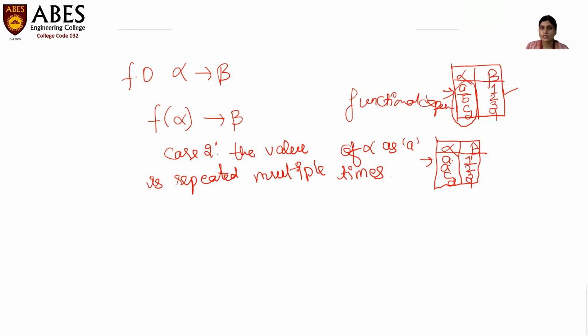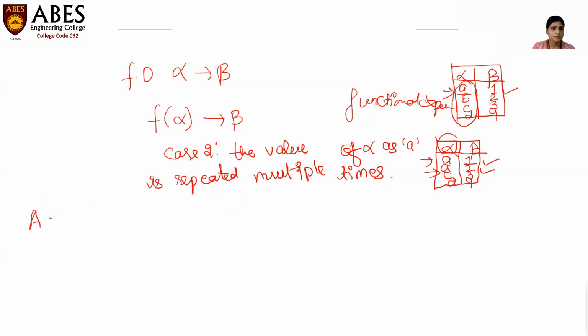For this row or tuple, the value of alpha is A and correspondingly the value of beta is 1. But if we see this row, when the value of alpha is A, the value of beta gets changed, it is 2. So in this scenario, we cannot determine the value of beta on the basis of alpha when the values of alpha get repeated.